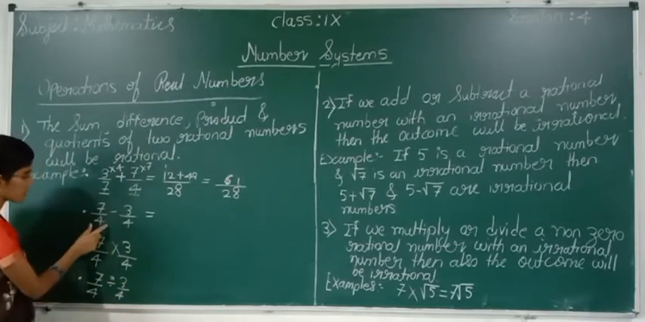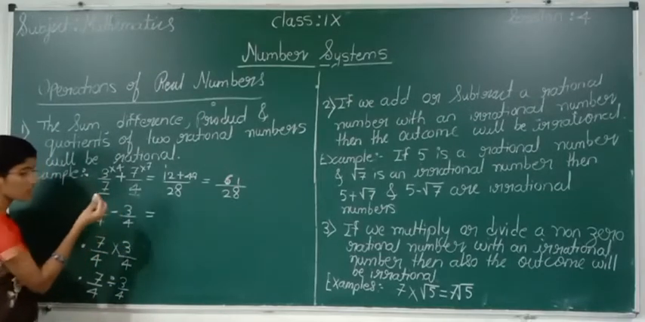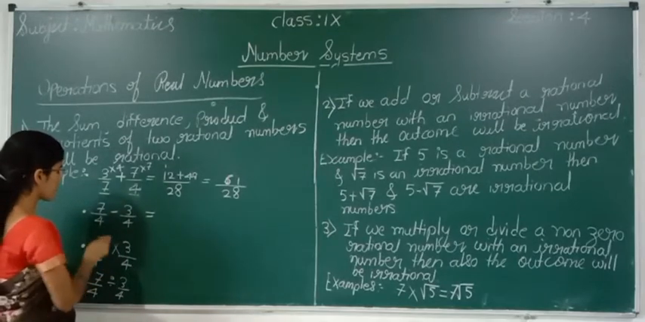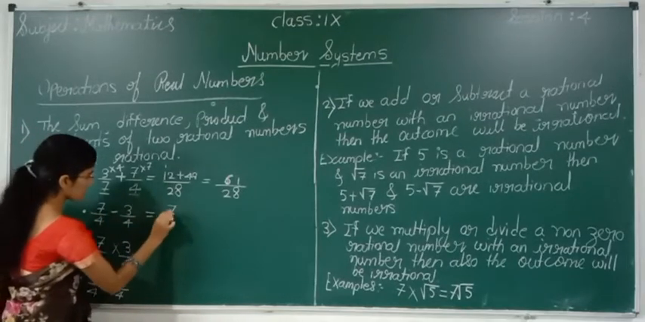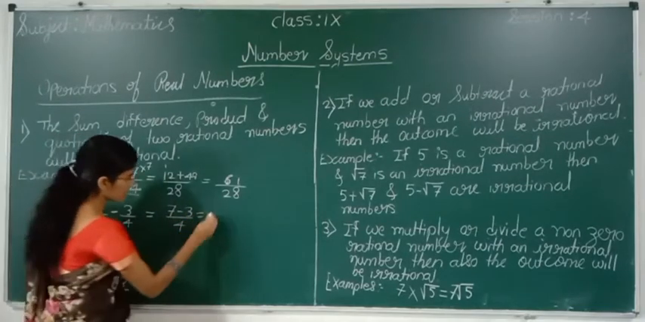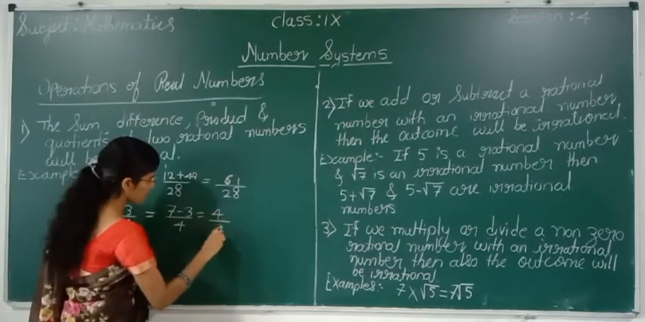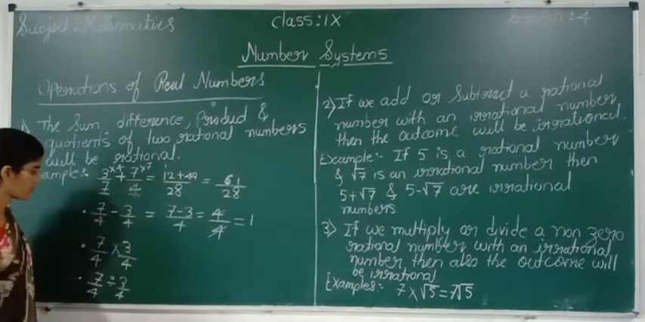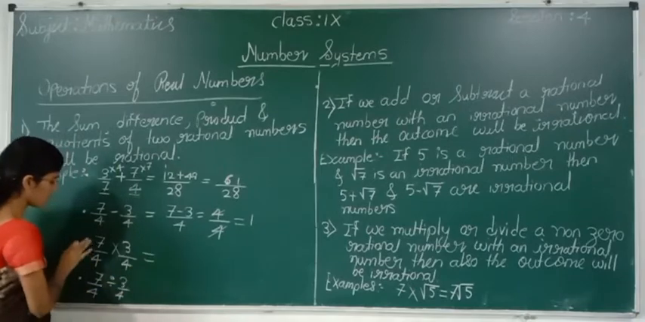Now we will take two rational numbers and do the subtraction. We will see what the result will be. Now see here, 7 by 4 minus 3 by 4. 7 minus 3 is 4. 4 by 4 will become 1. Definitely 1 is a rational number. Yes or no?